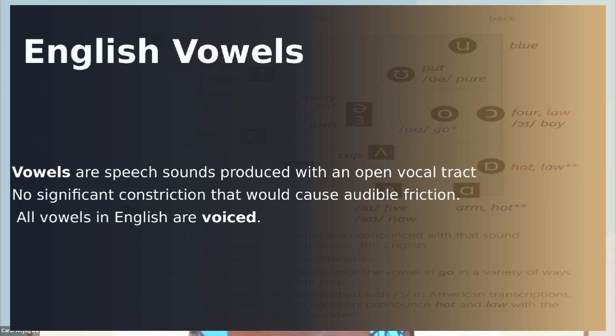And of course, all vowels in English are voiced. This is very important. So when you describe vowels, there is no distinction between voiced and voiceless vowels because there are no voiceless vowels in English.